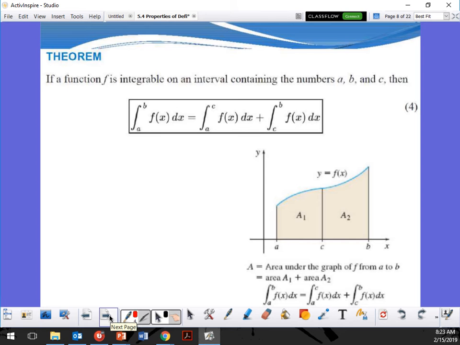Alright, so if a function is integrable on an interval containing numbers a, b, and c, then from a to b, I can actually break it up into 2 separate parts. Okay, so I would put c right in between there, so it would go from a to c, and then c to b. So instead of just breaking it up from a to b, the whole thing, there's sometimes where I have to change it right here, where somewhere in between there's a point at which I have to change it. So it's going to be from a to c, and then the other side, which would be from c to b.